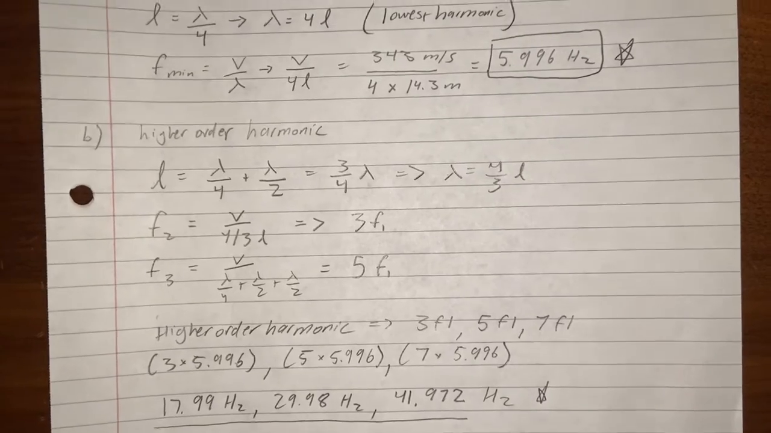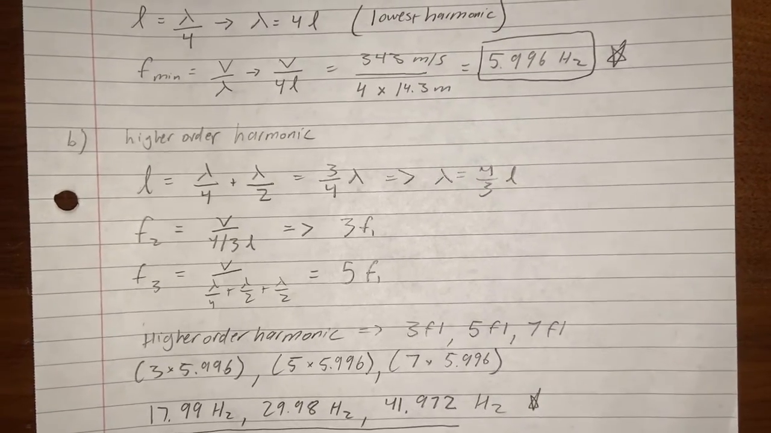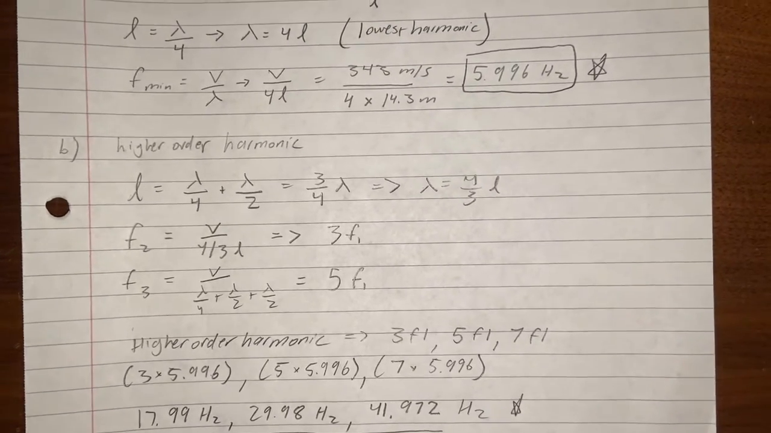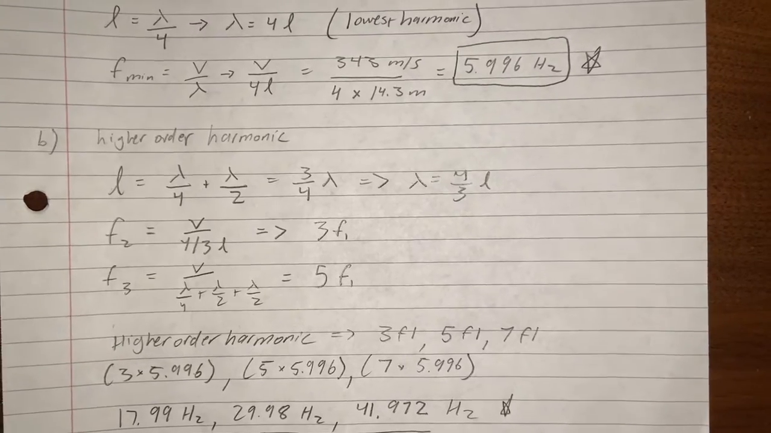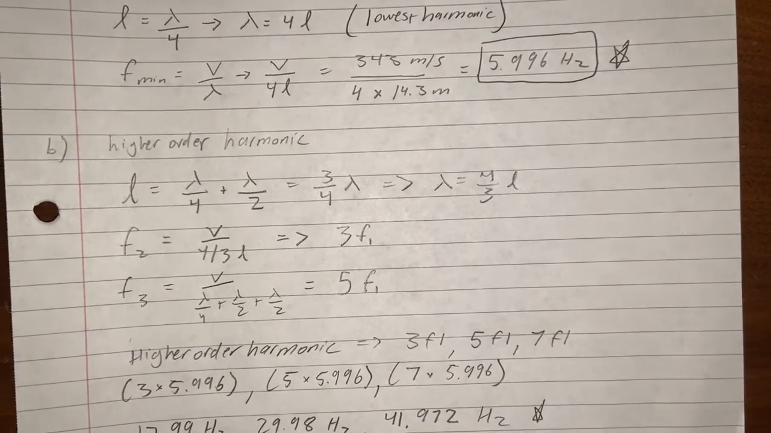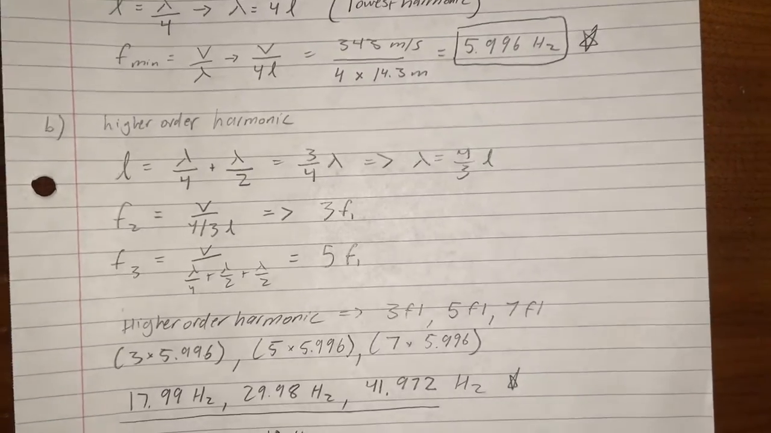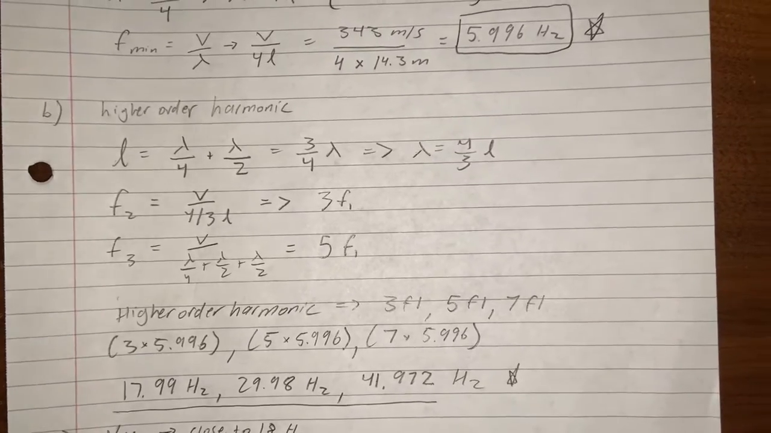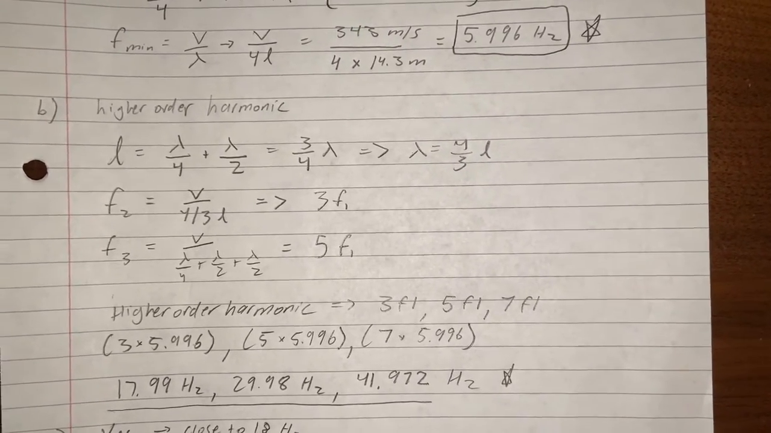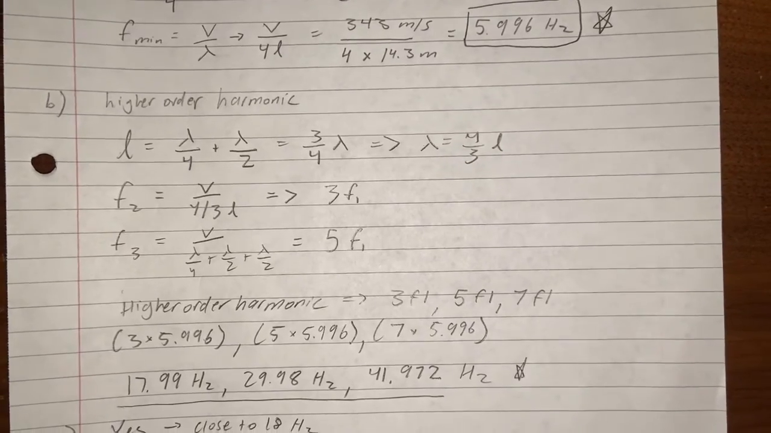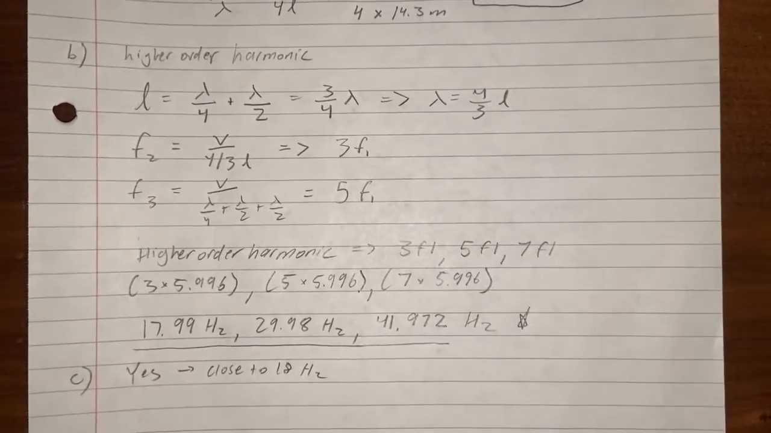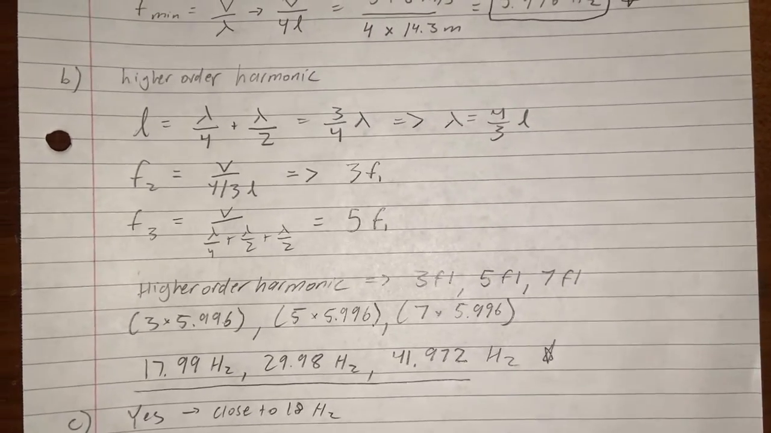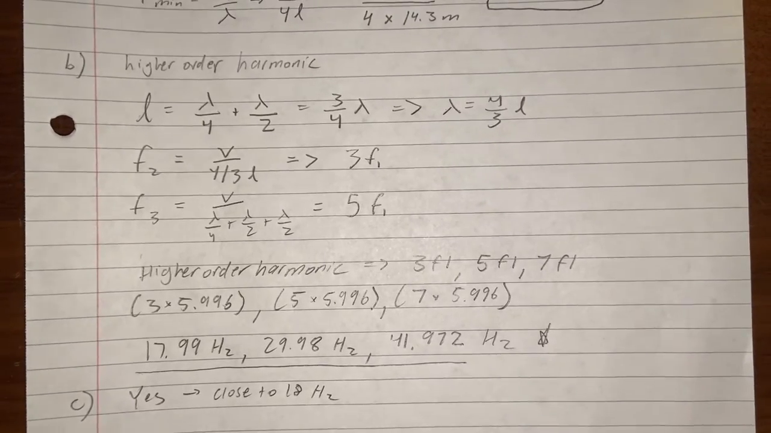So now we can find the second and third harmonics, and we can see a pattern here: we will just be multiplying the lowest harmonic frequency by 3 and 5 for the second and third harmonics. So we can deduce that the higher order harmonics will be 3 times that first frequency, 5 times that first frequency, and 7 times that first frequency, that being of the lowest harmonic. After multiplying those out, we find that the 3 higher order harmonics will be 17.99 hertz, 29.98 hertz, and 41.972 hertz.